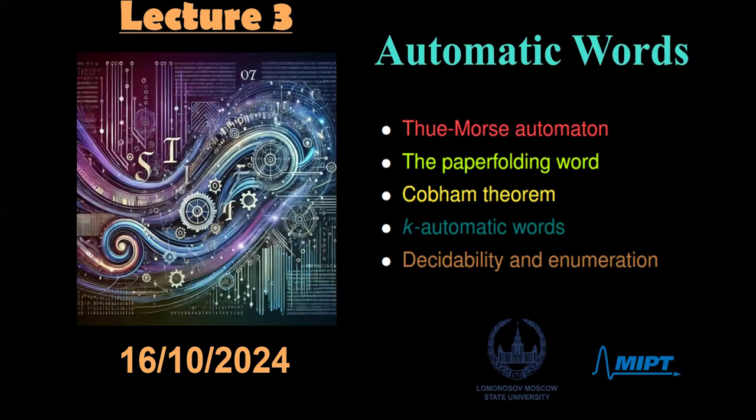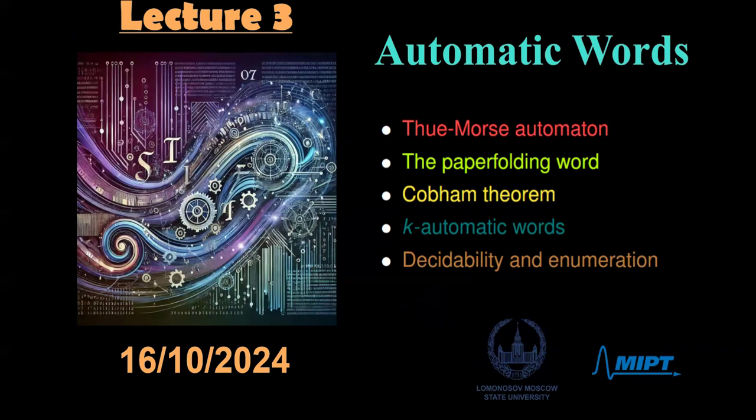Welcome to lecture 3, where we will explore a fascinating topic in theoretical computer science and combinatorics, automatic words. This concept is a crucial part of symbolic dynamics, and we will delve into specific examples and the key theorems.